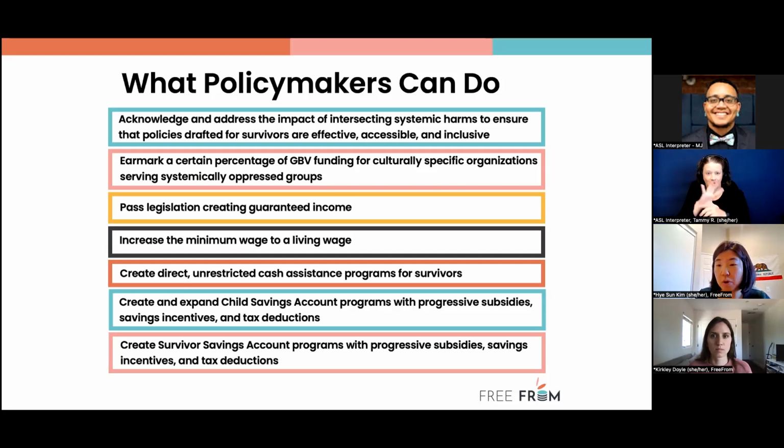Policymakers should also support survivors in their saving. For example, create and expand child savings account programs with progressive subsidies, savings incentives, and tax deductions. And one thing to include in a progressive subsidy is providing a greater initial seed deposit amount for folks who are coming from lower income households. And policymakers should also create survivor savings account programs, which are similar to child savings account programs, but are intended for survivors.